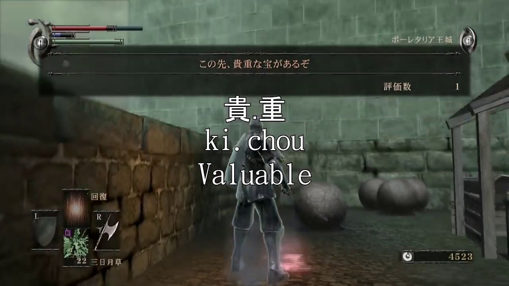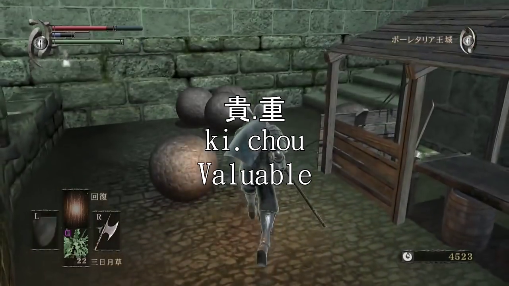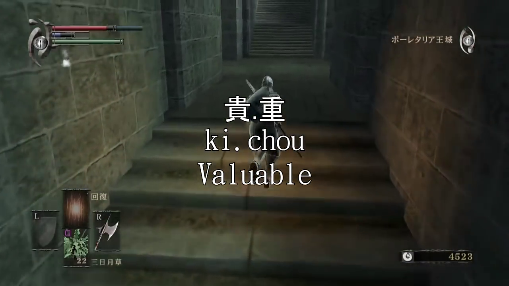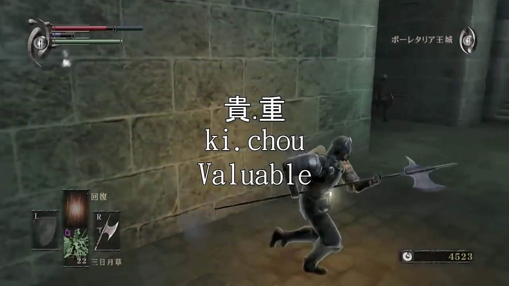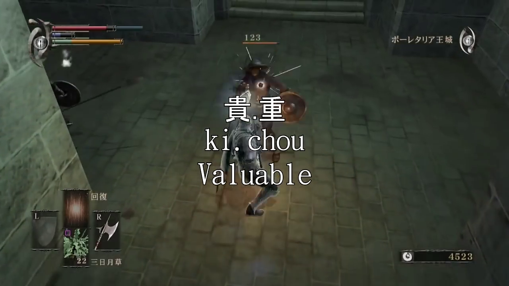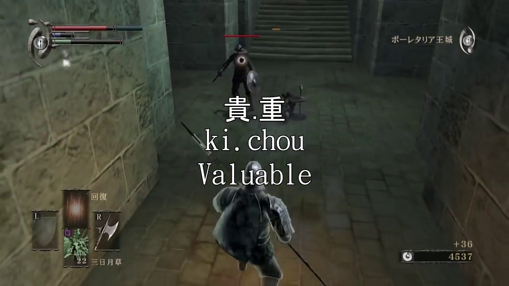Kicho, valuable. Noble plus heavy equals valuable. Notice that noble has the shell underneath radical, which is associated with money and wealth. And we've seen the character heavy before in the word for self-control or restraint, jicho.